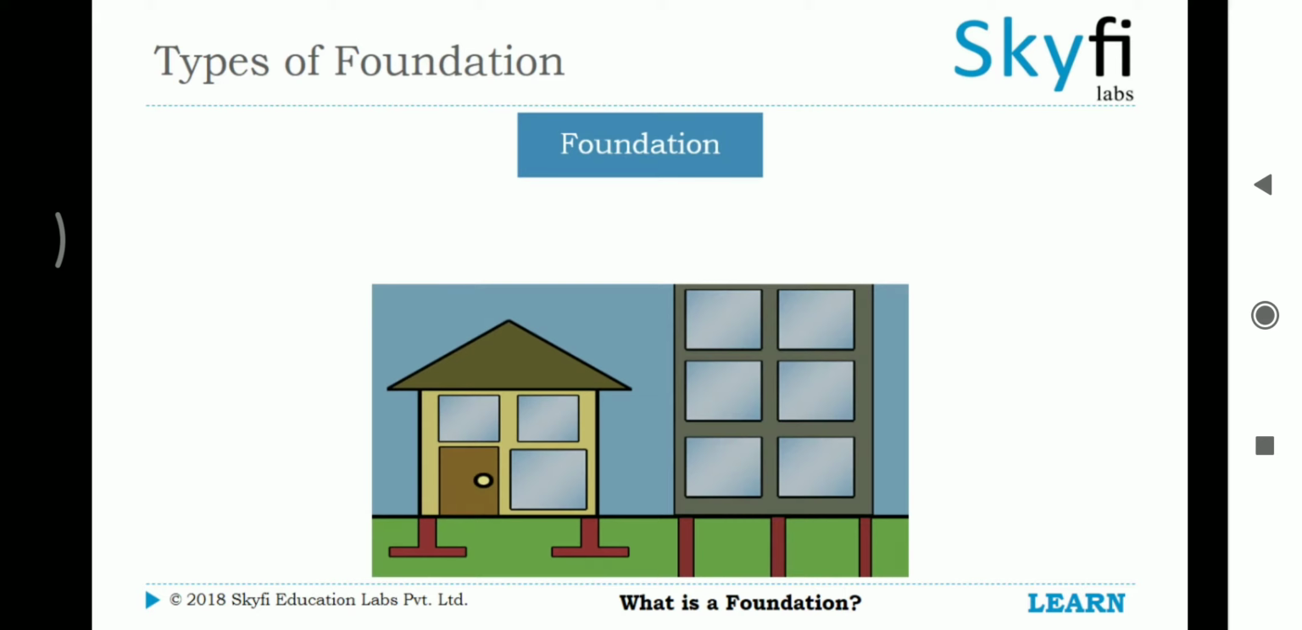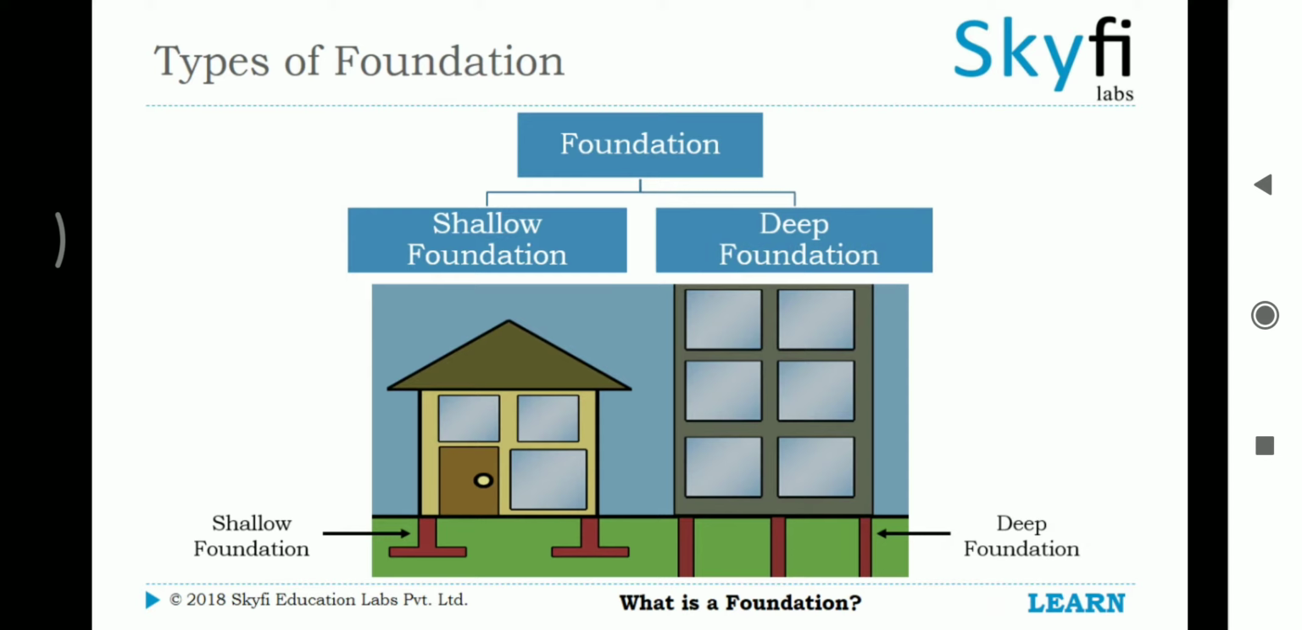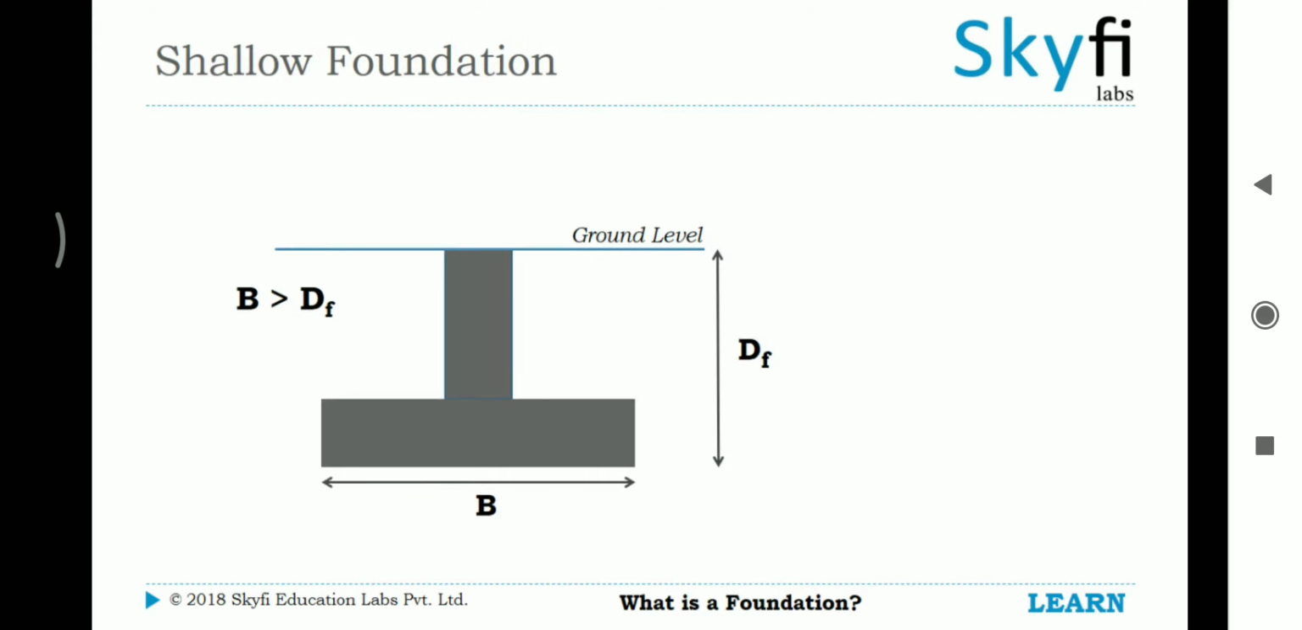Foundations are broadly of two types: shallow foundations and deep foundations. As the name suggests, shallow foundations are near to the ground level, whereas deep foundations run deep below the level of the earth. But, how do you technically differentiate between the two? In a shallow foundation, the depth of the foundation, below the ground level, is less than, or equal to, its width.